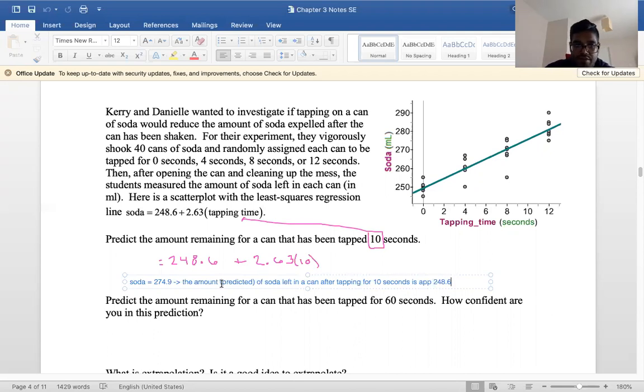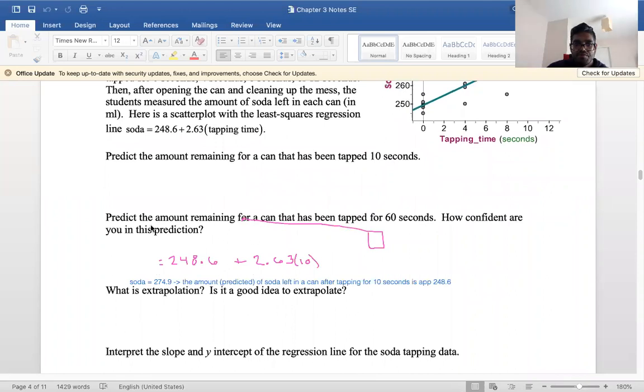So again, I talked about this as a predicted value, right? So we're not actually giving an exact value, and I said approximately 248.6, right? Again, this line isn't perfect. It's just the best that we can do, and so it's going to be approximately 248.6, but there is some error in that.